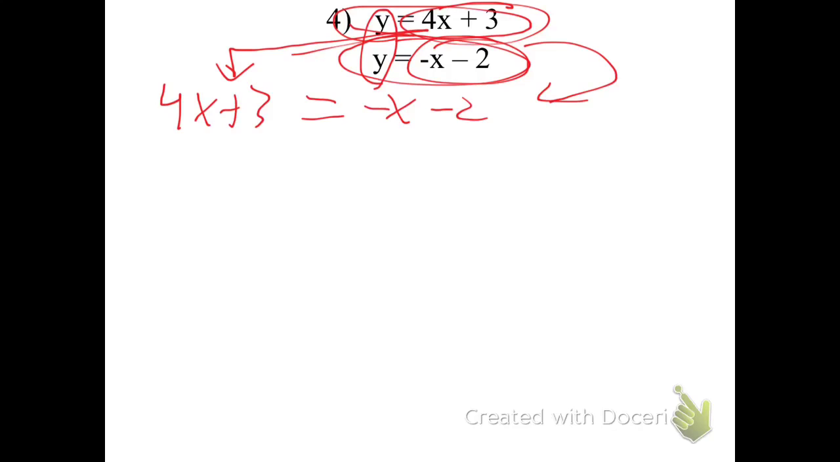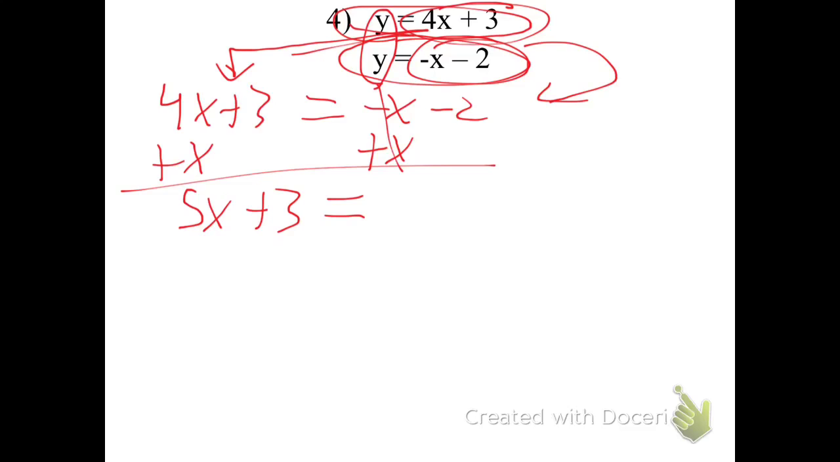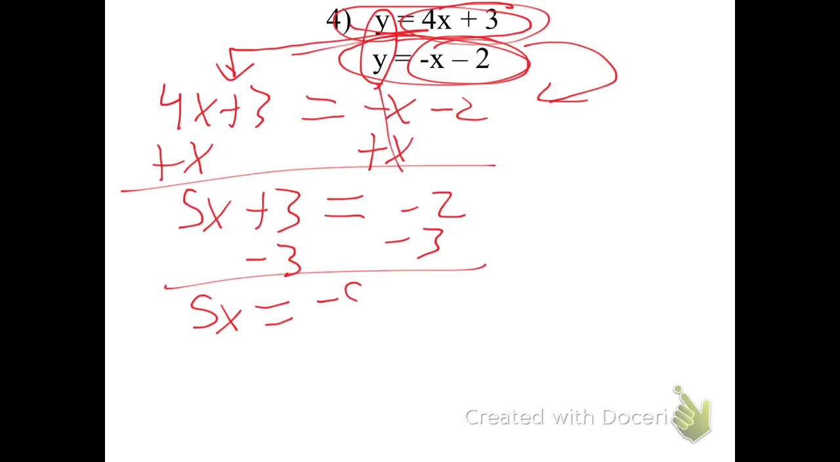I'm going to choose the left side for my variable. So I'm going to get it out of the right side by adding x. What you do to one side, do to the other. You got 5x now plus 3 equals, no more x's, negative 2. We need to get rid of the 3, so subtract 3. We got 5x equals negative 5, because negative 2 minus 3 is negative 5. Divide by 5, divide by 5. You got x equals negative 1.